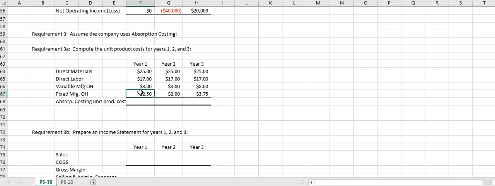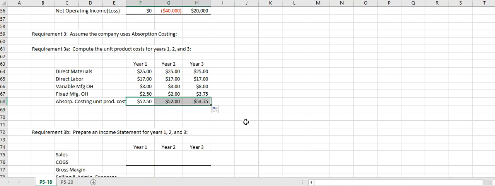year one, year two, and year three. And in each year, we're dividing that by the number of products that were produced or manufactured. So in year one, it was 60,000. Year two, it was 75,000. Year three, it was 40,000. That gives us a fixed manufacturing cost per unit. So if we add all of those, will actually give us an absorption costing unit product cost.